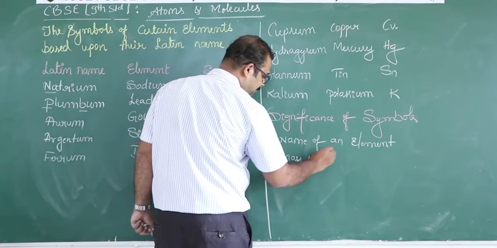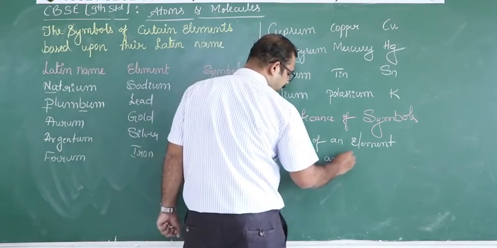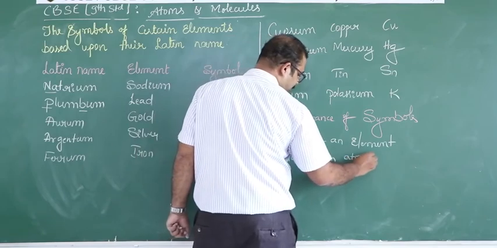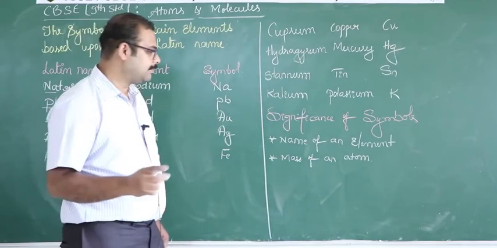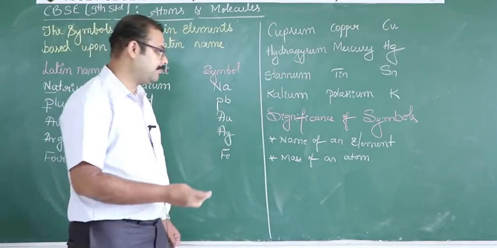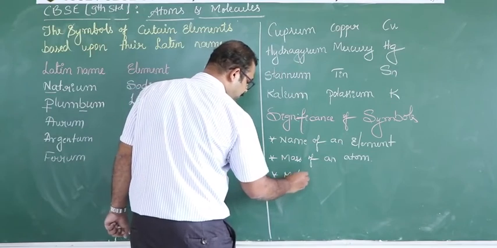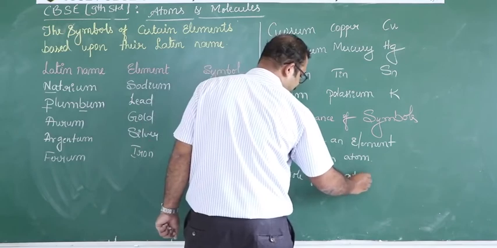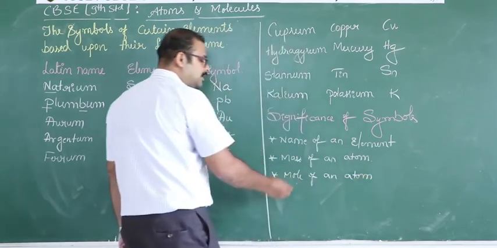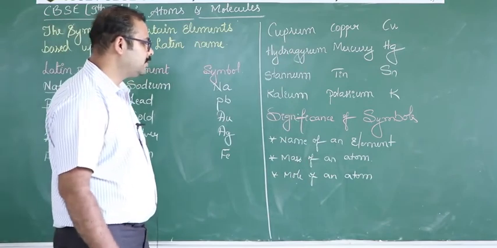The mass of an atom. It means one atom of any element, how much mass it has, is represented by the symbol. Then it also represents a mole of an atom. We will learn about the concept of mole in the coming classes. Okay, this is all about the symbols.